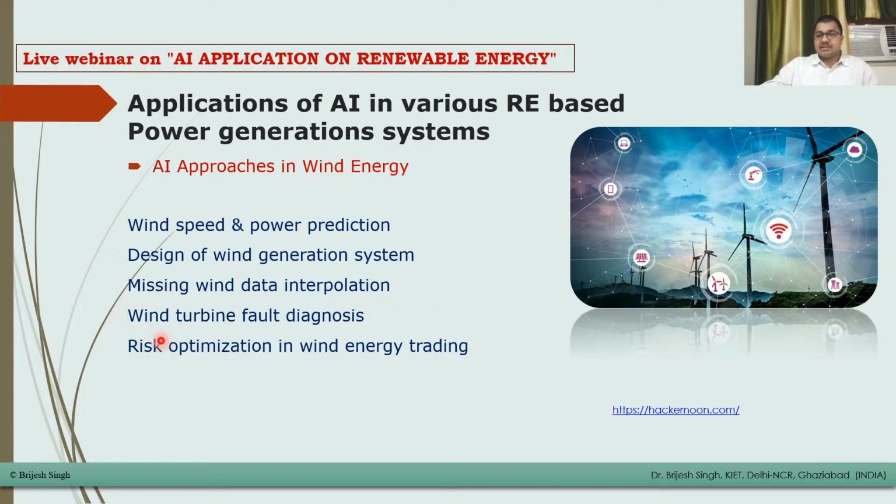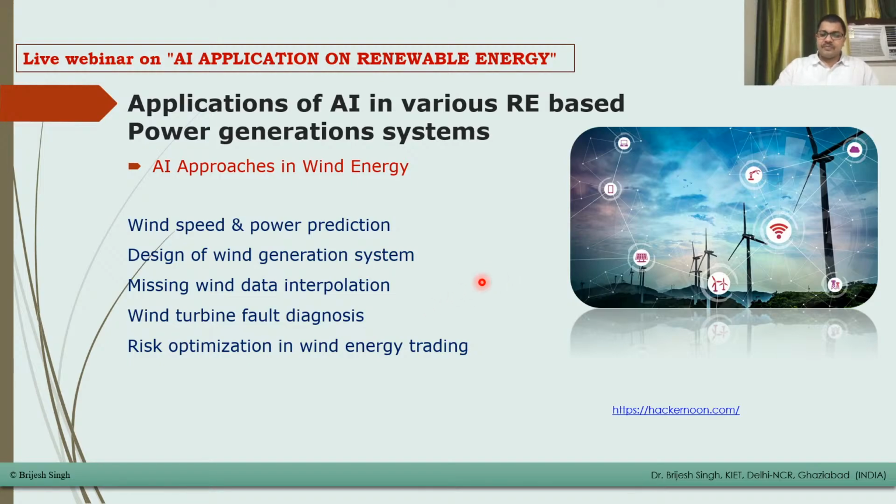If you are designing a system, you require a database for simulating your design model. In that situation you can use an artificial intelligence based technique. Wind turbine fault diagnosis: in fault diagnosis we can use artificial intelligence. Then risk optimization in wind energy trading. So these are some important areas where you can use the artificial intelligence approach for the wind turbine system.